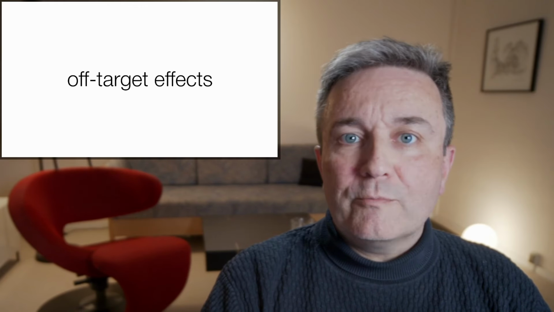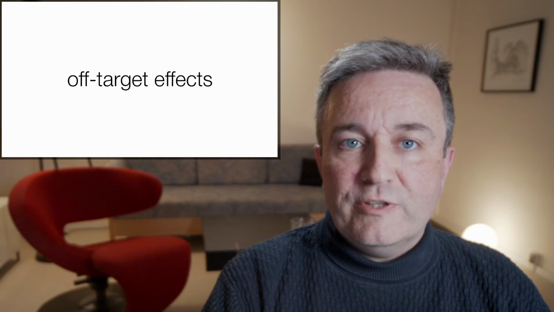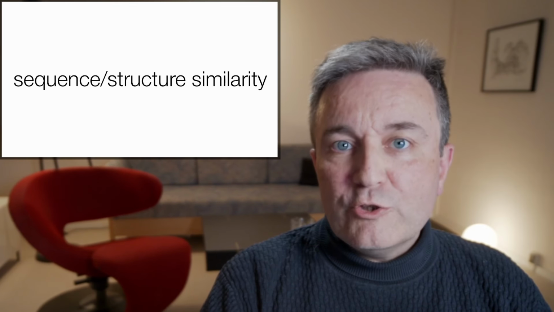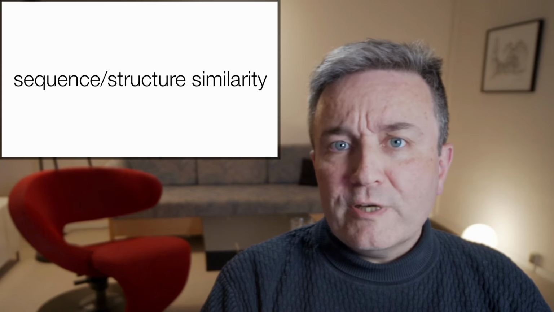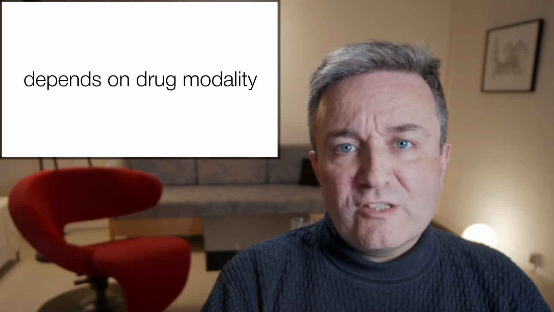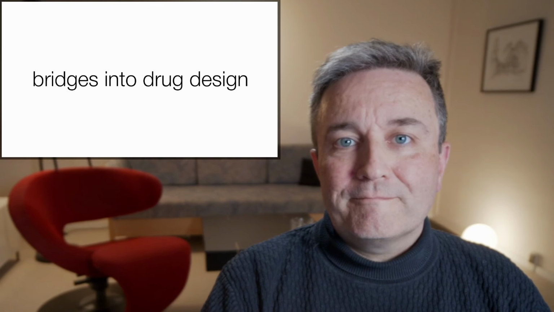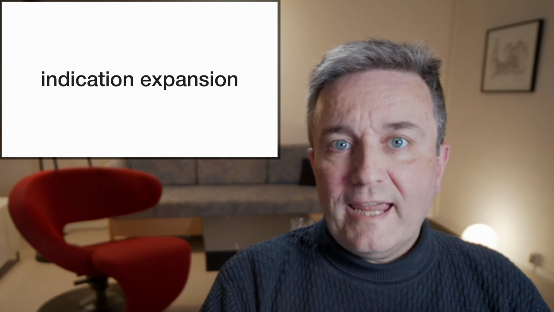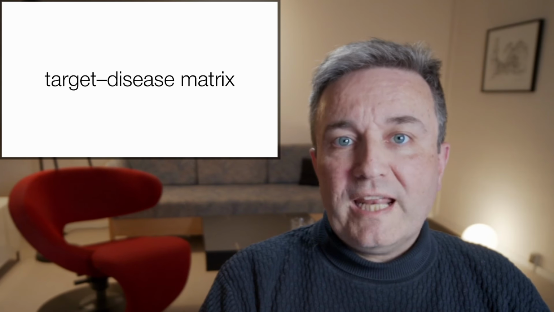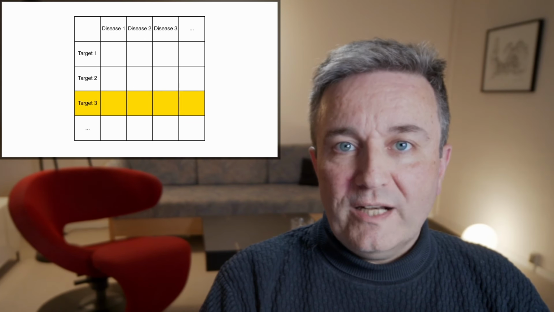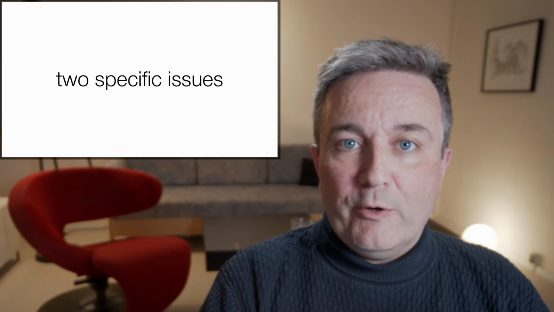The other half of the problem is off-target effects, hitting unintended targets in addition to the intended one. This is usually addressed by looking at things like sequence and structure similarity, although exactly how you go about it depends a lot on the drug modality and therefore bridges into drug design. When doing indication expansion, we want to prioritize diseases. This means that from the standpoint of the target disease matrix, we are now interested in a row. There are two specific issues we need to worry about here.